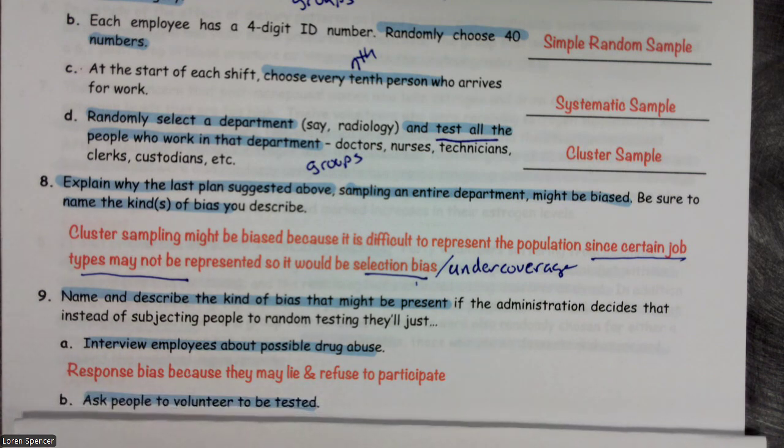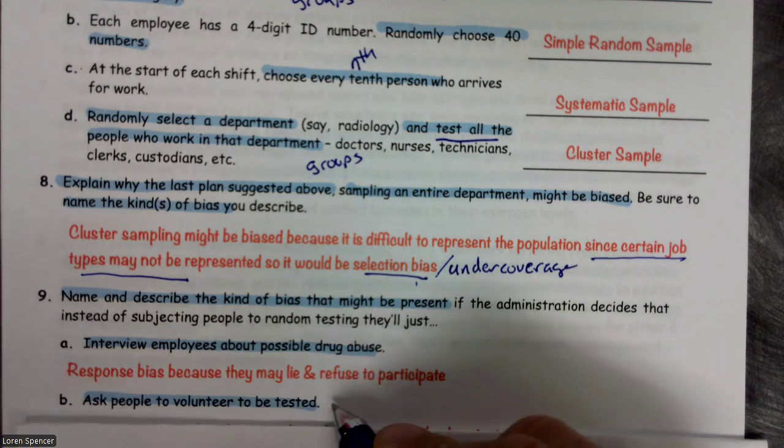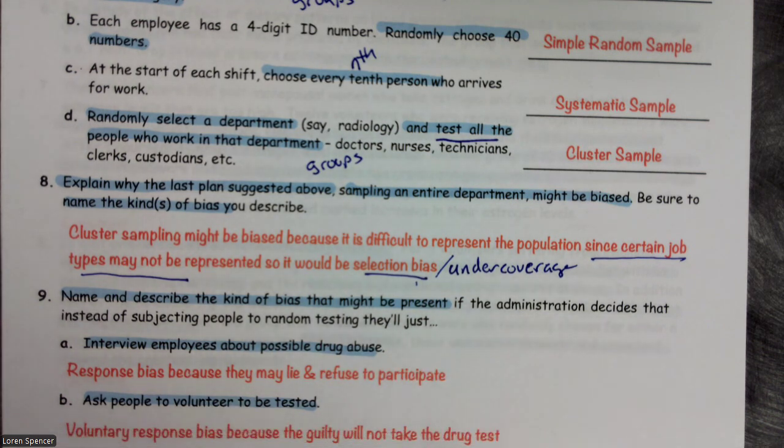Ask people to volunteer. If you volunteer and we didn't randomly select, then it's voluntary response bias. So this is going to be a voluntary response bias.